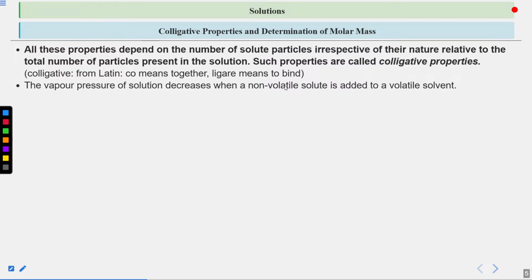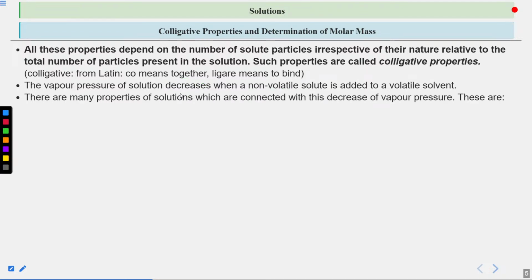First of all, what is the effect of adding a non-volatile solute to a solution? The result is that the vapor pressure of the solution decreases as soon as we add it. Due to this, many properties are connected to the same vapor pressure, and they also decrease or increase as a result of this addition of solute particles which are non-volatile in nature.